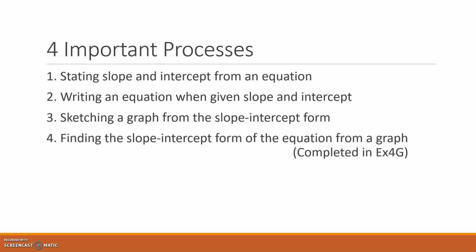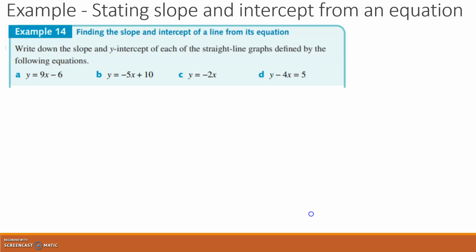The third thing we can do, which is a little bit more complicated, is sketching a graph from the slope-intercept form of a line. So we're sketching graphs. And then the fourth important process we can look at is finding the slope-intercept form of an equation from its graph. But that is actually left till exercise 4G, so we won't be looking at that in this video.